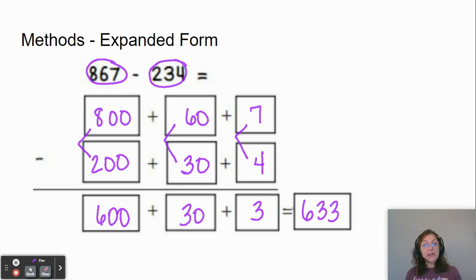Now, borrowing can happen in the expanded form. Borrowing can be done in the expanded form. However, I like this method because it shows the student the true value of that digit. Instead of seeing a 6 in the tens place, they actually understand that means 60. And so the borrowing is a little bit easier with this expanded form.